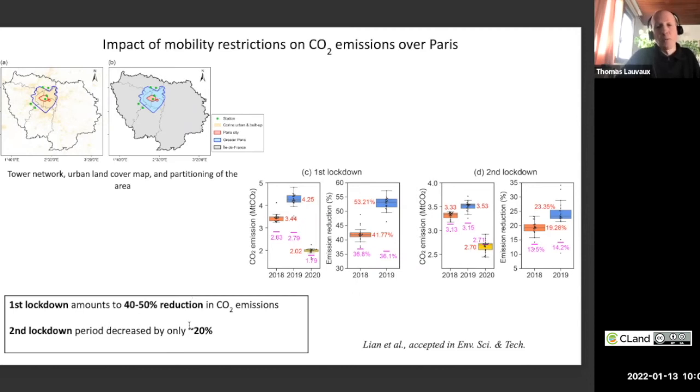The second lockdown was actually much smaller, 20% only. It's quite consistent with the fact that the schools were still open during the second confinement. It was less restrictive than the first one. So this was a demonstration that in a matter of a few weeks, you can actually have an estimate of something that happened, compared to an inventory that often takes a couple years before you get the official estimate from the reporting. It takes time to compile all the data. So the inversion brings you, one advantage is the speed at which you can get the information.